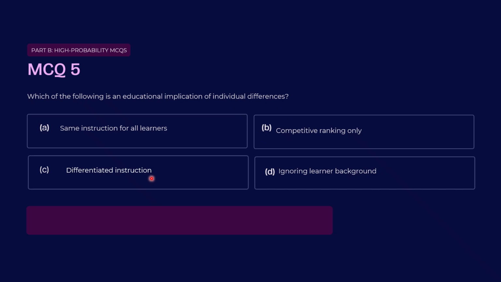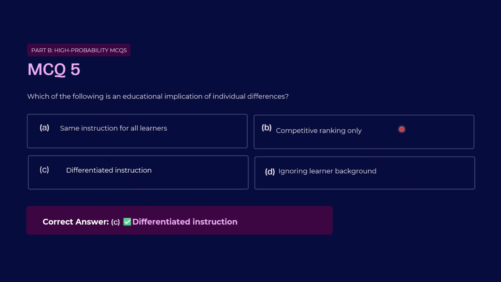Option A, that is same instructions for all learners. This is incorrect because all students do not learn in the same way. Using one teaching method for every learner ignores individual differences. And option B is competitive ranking only. Competition may motivate some learners, but it cannot address the different learning needs of every student. Education should focus on learning, not only ranking students.